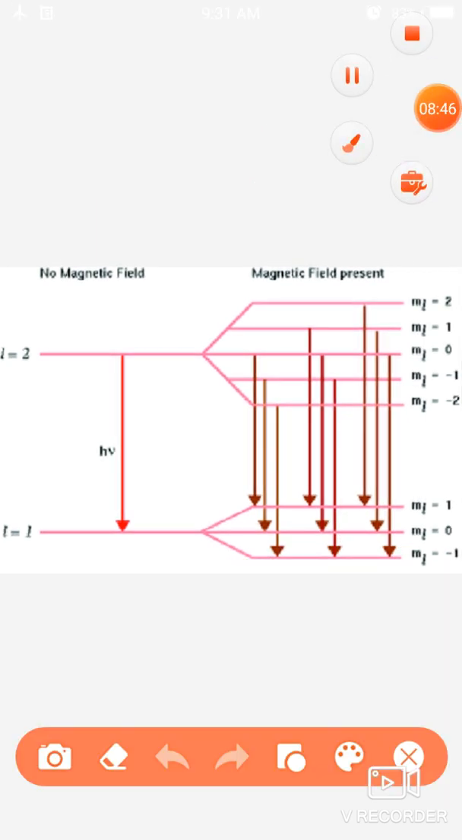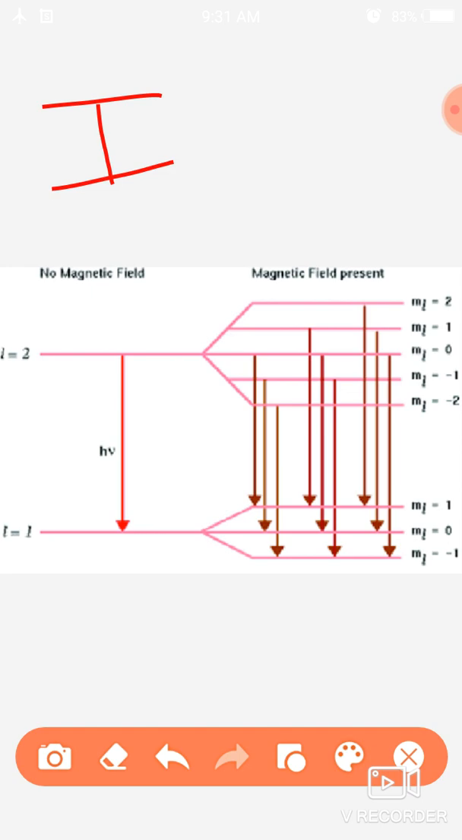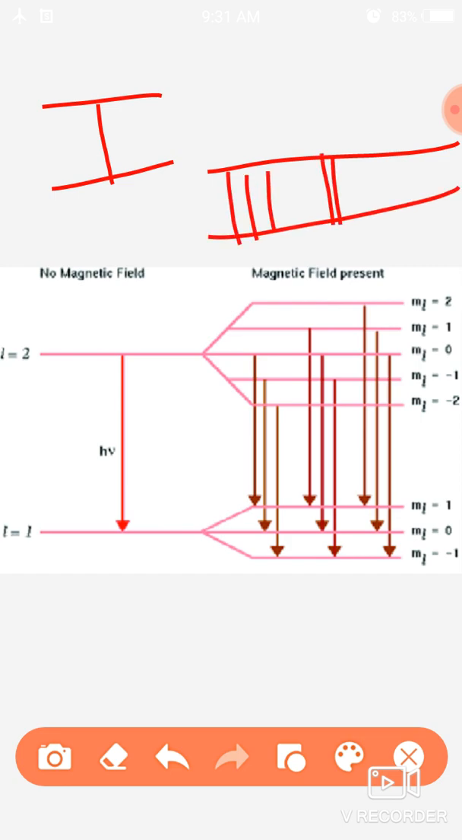without applying a magnetic field, there was only a single line in the spectrum. But when we apply the magnetic field, this single line splits into 9 lines. This is called the Zeeman effect.